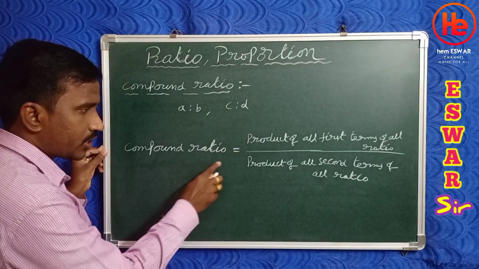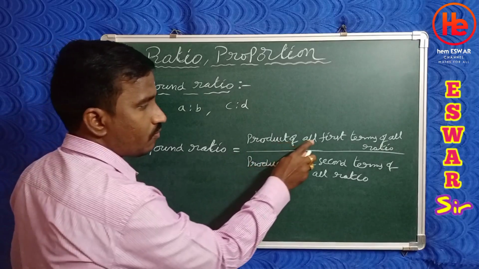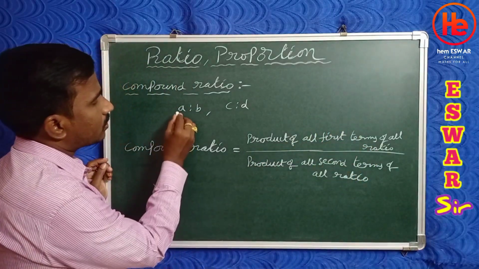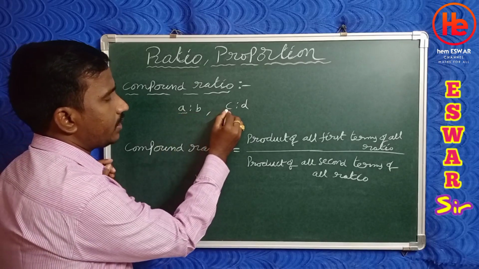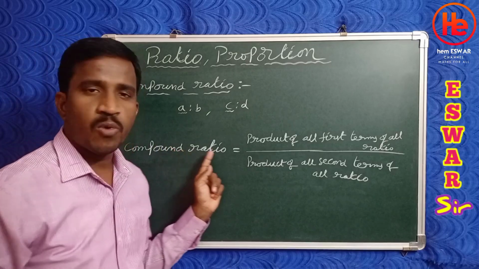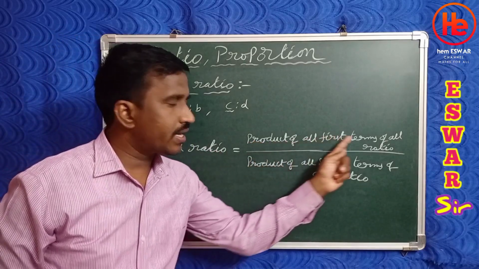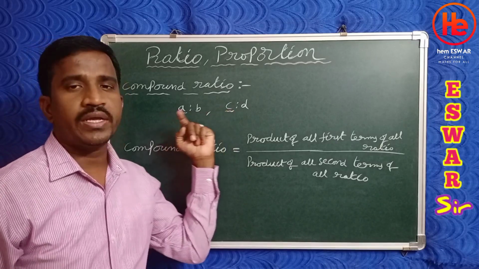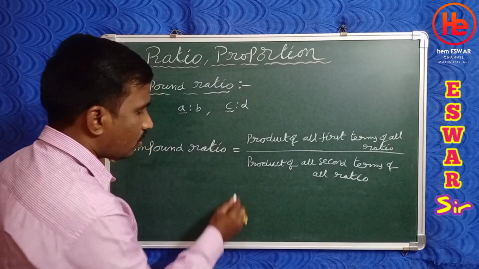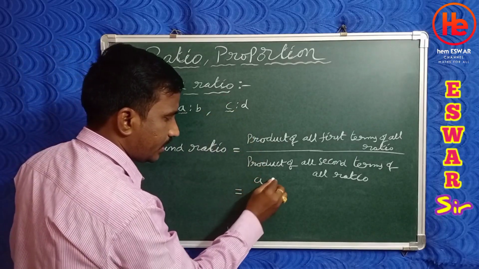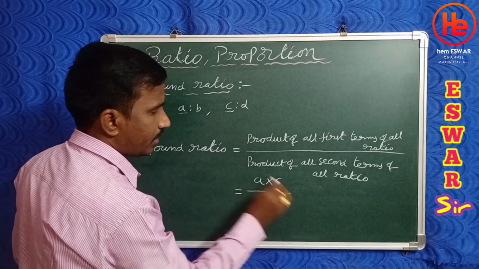Take the compound ratio means the product of all first terms of all the ratios. Now what are the first terms here? A, and here the first term is C. That's why in the case of compound ratio, the numerator will be the product of all the first terms in all the given ratios. Now here what are the first terms? A and C. That's why A into C divided by.